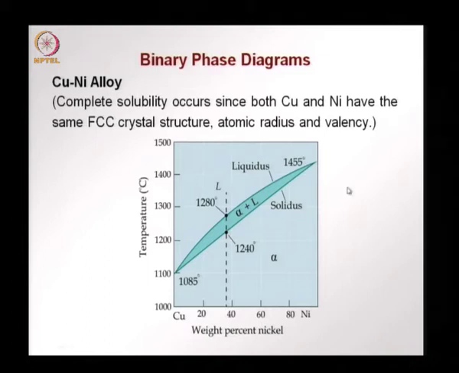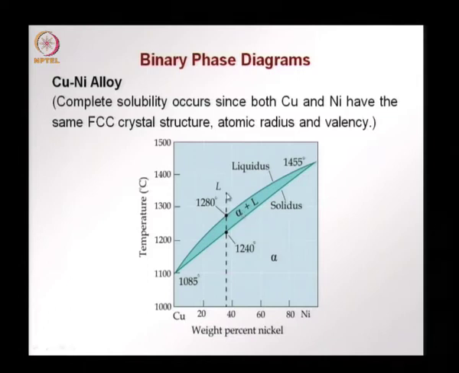So, what we see below is the phase diagram for copper and nickel. The top region is the liquid phase region, the bottom region is the alpha solid phase region, and as we said before, between the single phase regions we should have a double phase, two phase region, that is this, where the liquid melt can coexist with the alpha solid phase.